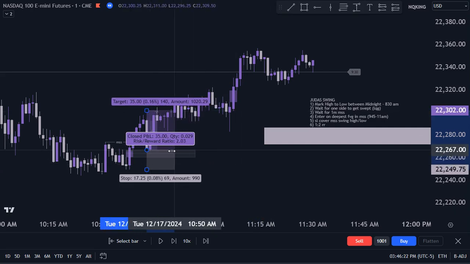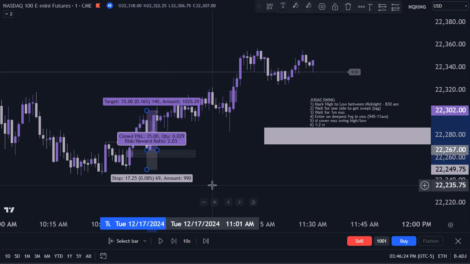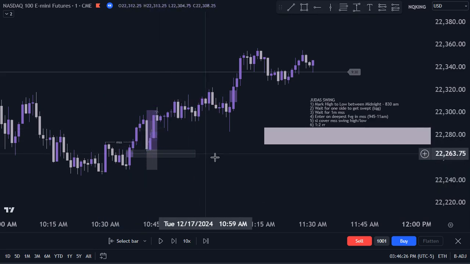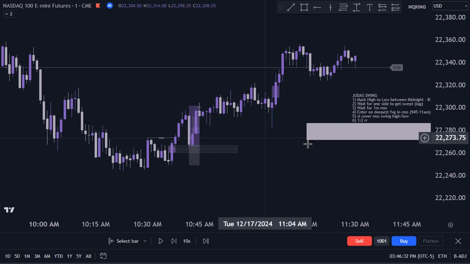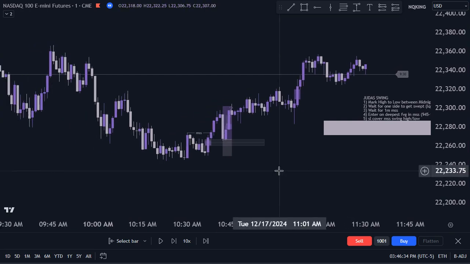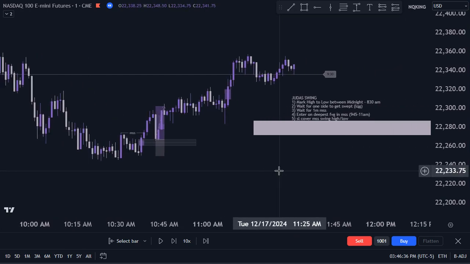So roughly that's the setup, right? So that's 35 points, $700, something like that, on 1 NQ. So this works for ES, this works for NAS 100, Euro USD. I just prefer NQ.